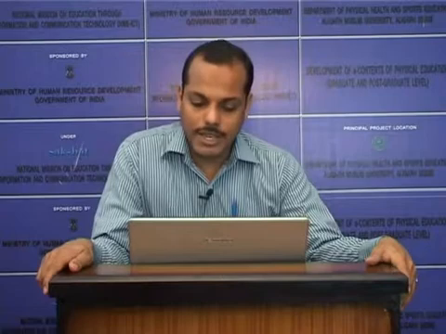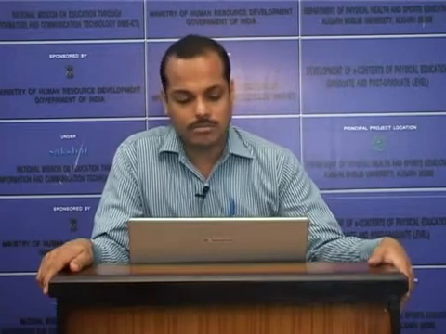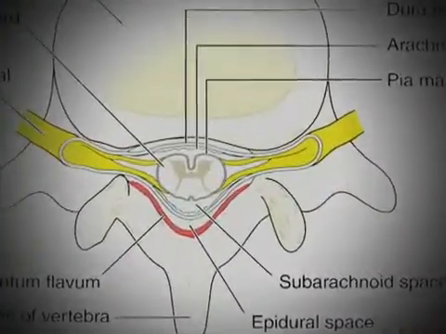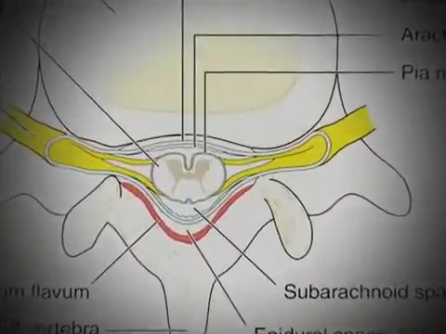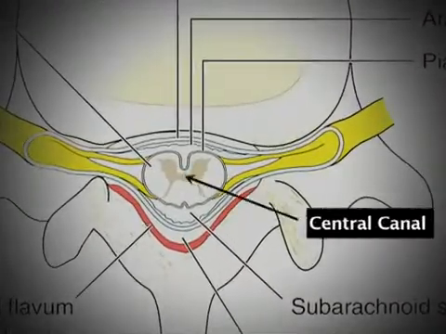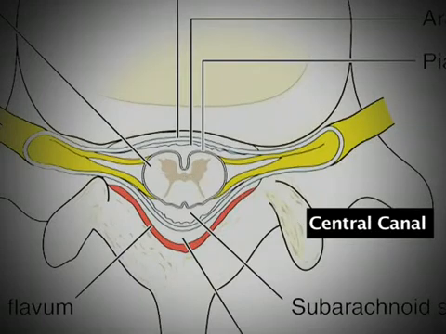Now, we were discussing the anatomy of the spinal cord. We'll go through the cross section of the spinal cord. Once you see the cross section, there will be a tiny central canal at the center of the spinal cord, and this tiny central canal contains cerebrospinal fluid.